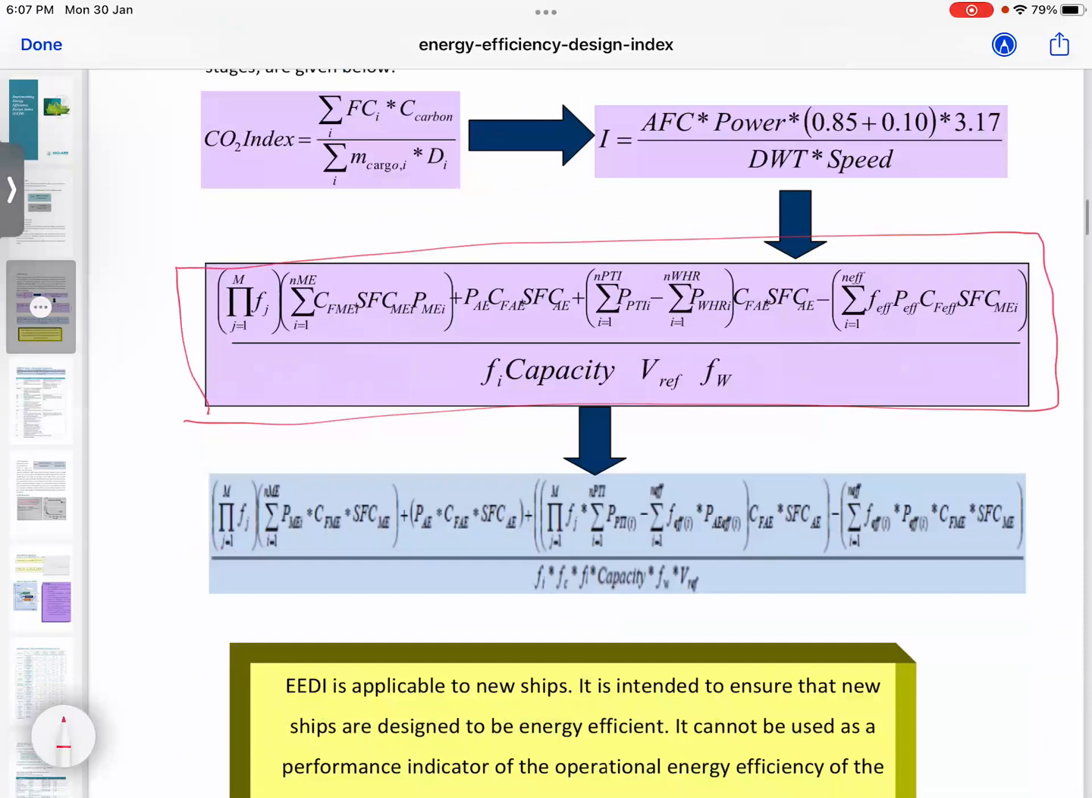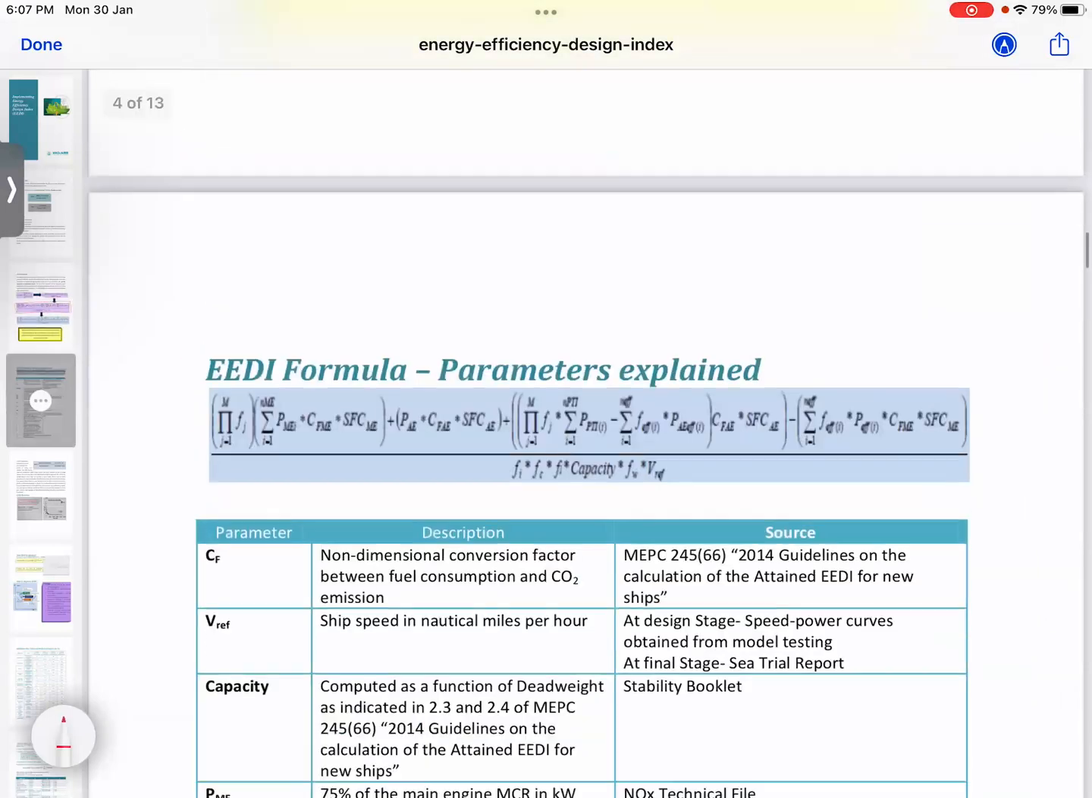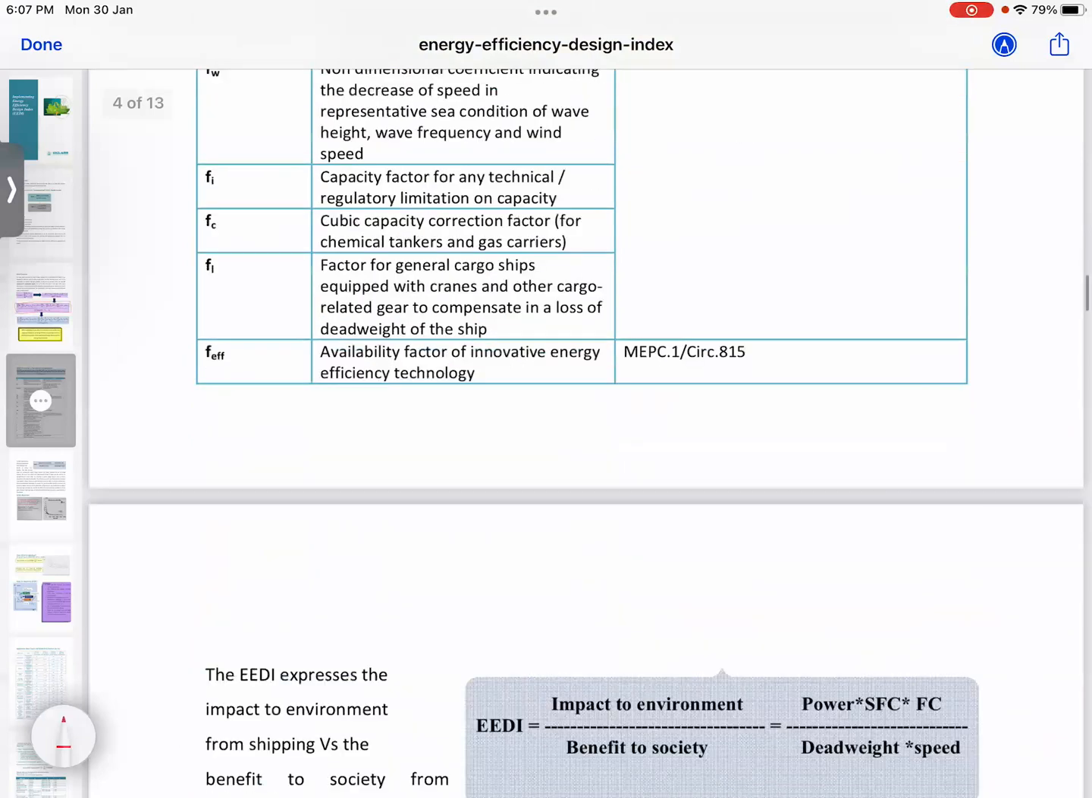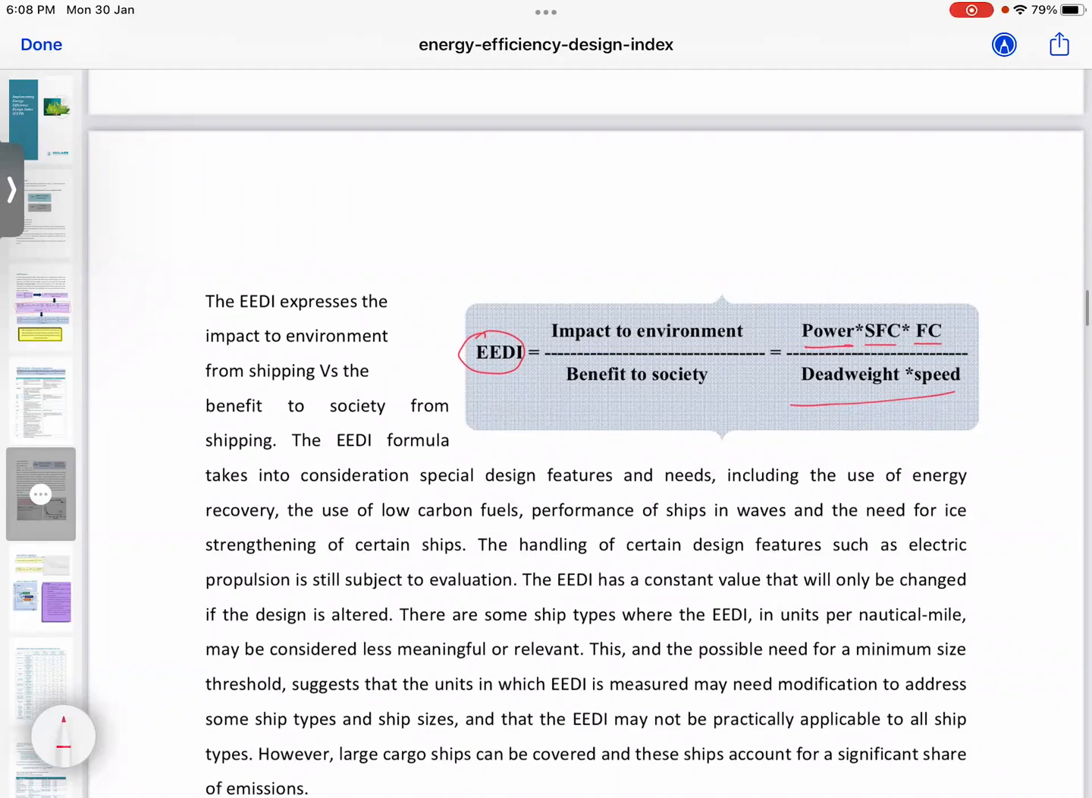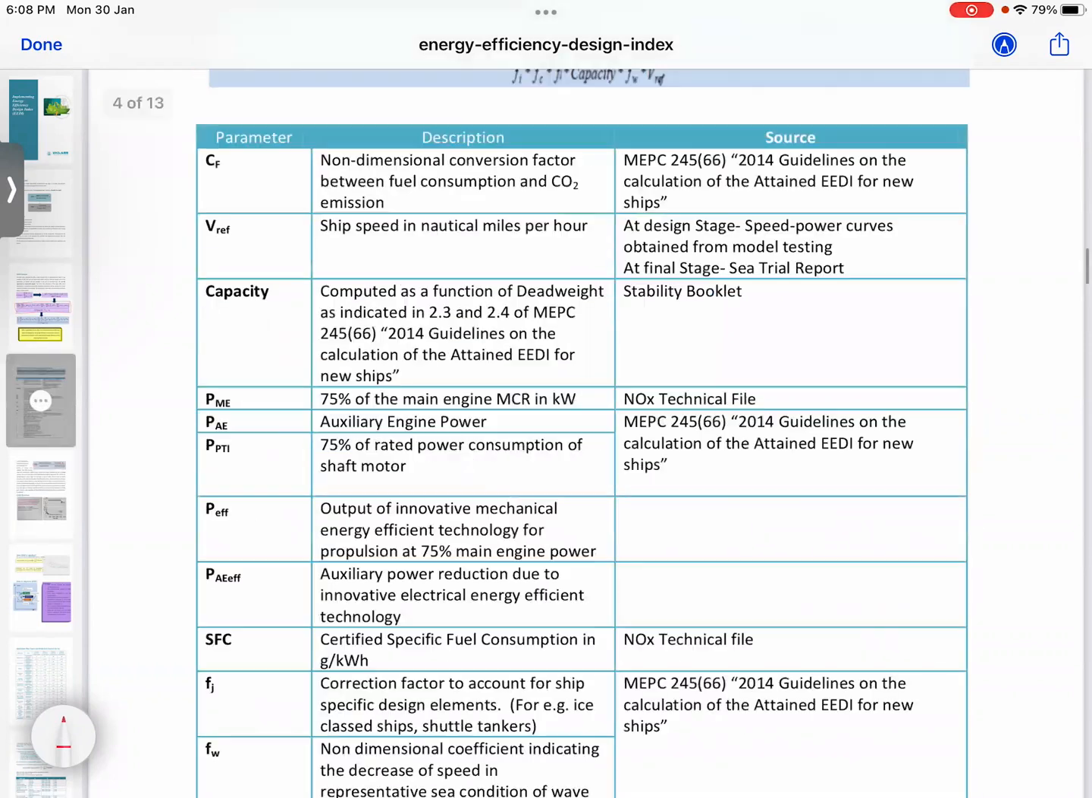The basic formula which we have to remember for exam is, please remember this: EDI is equal to power into specific fuel consumption into carbon conversion factor. Please guys note this. This is very important. What is the formula of EDI? They will ask you. It is called the mathematical formula: power into SFC into the carbon conversion factor divided by deadweight into speed.